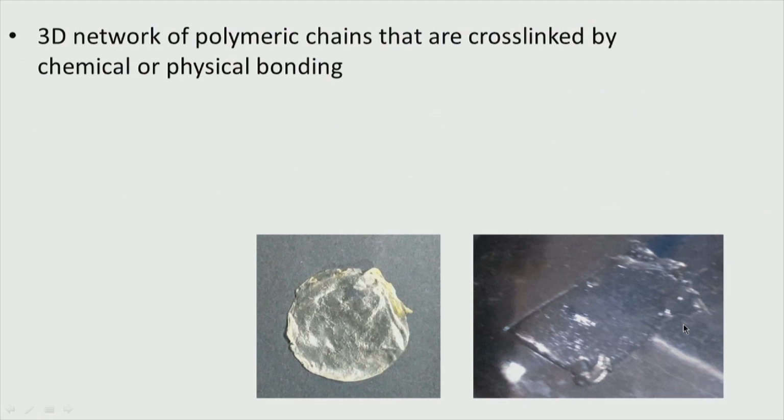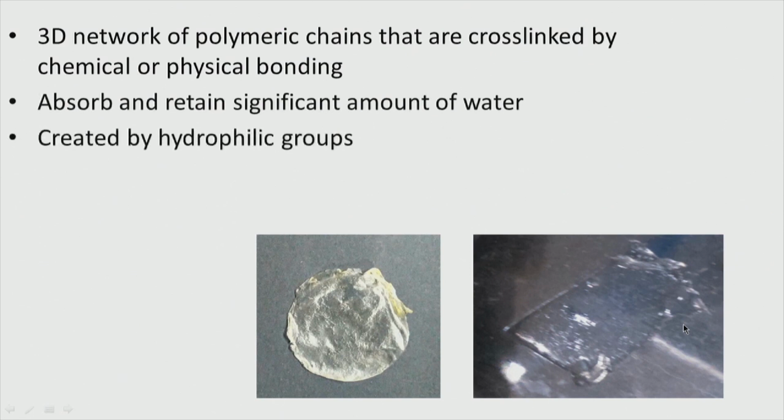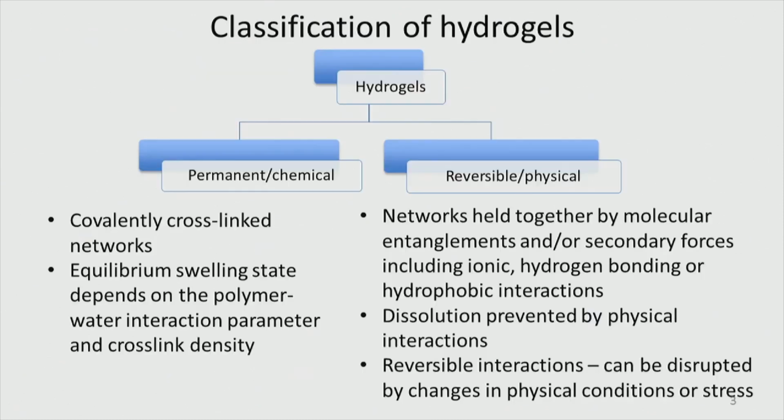Okay. So, it is a 3D network of polymeric chains that are cross linked by chemical or physical bonding. There are bonds of chemical nature or physical, could be like non bonded interactions and so on, and they absorb and retain a large amount of water, and there are a lot of hydrophilic groups. There are even groups which are negatively charged, so they can take up cations and so on.